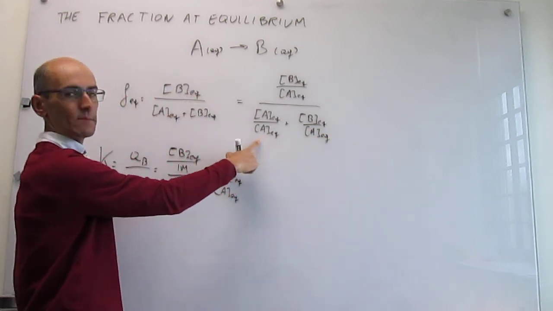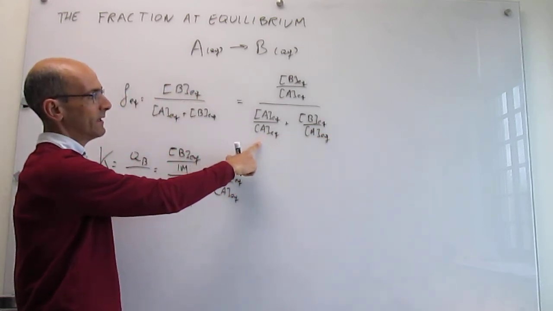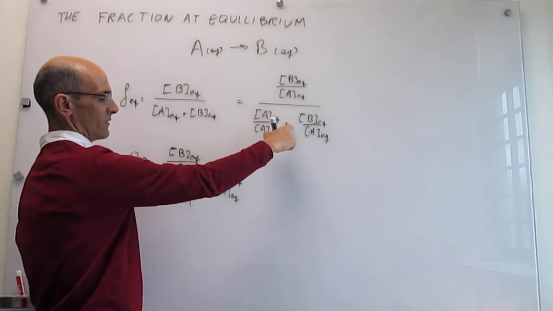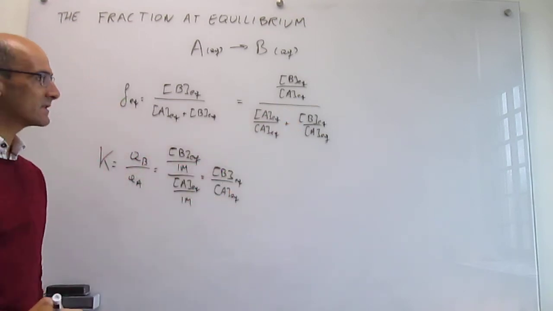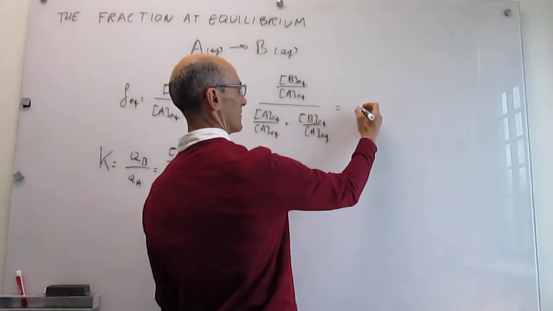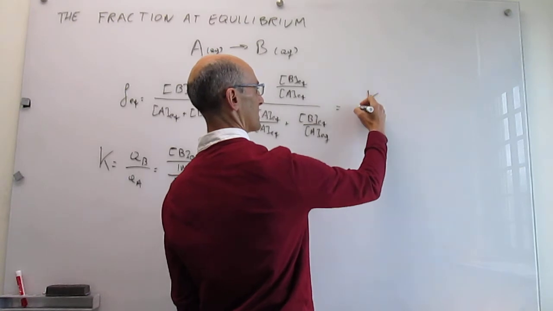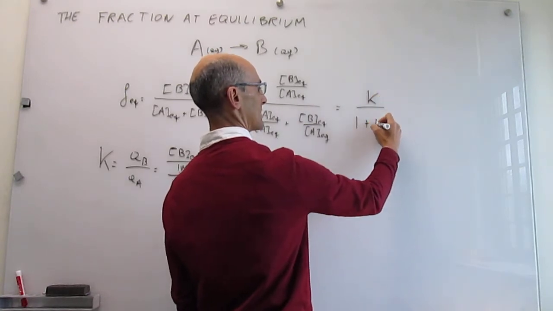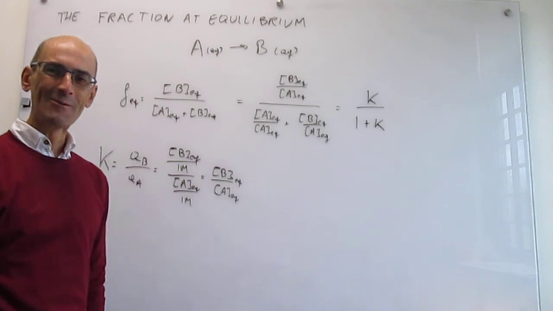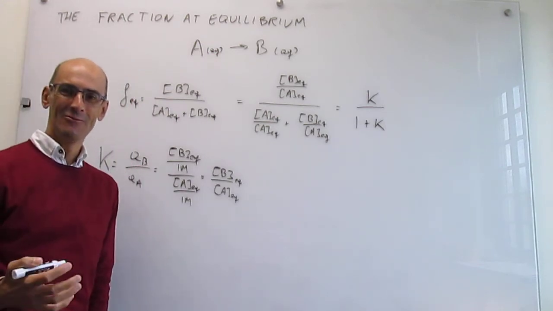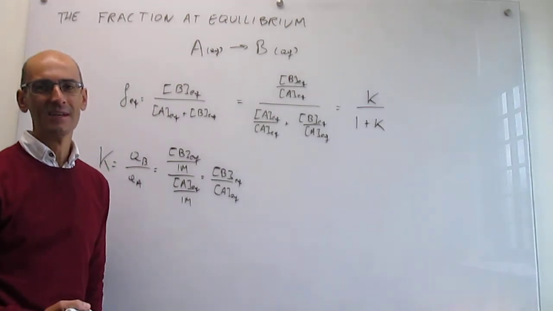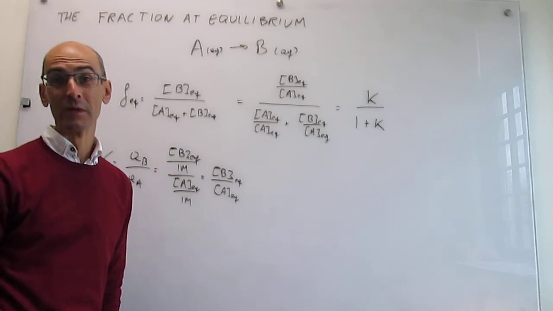This term is very simple, that just reduces to 1, and then notice that these two terms are simply the equilibrium constant. So what we have right here is that you get to an expression that looks like this, K over 1 plus K. Notice how simple it is to just use your knowledge of the equilibrium constant to be able to find that fraction of equilibrium.